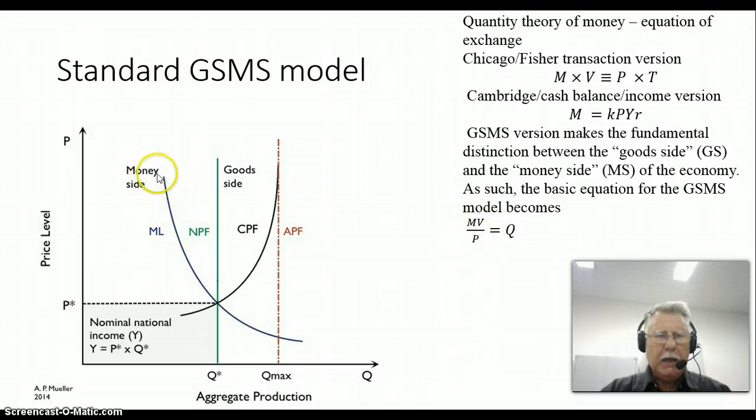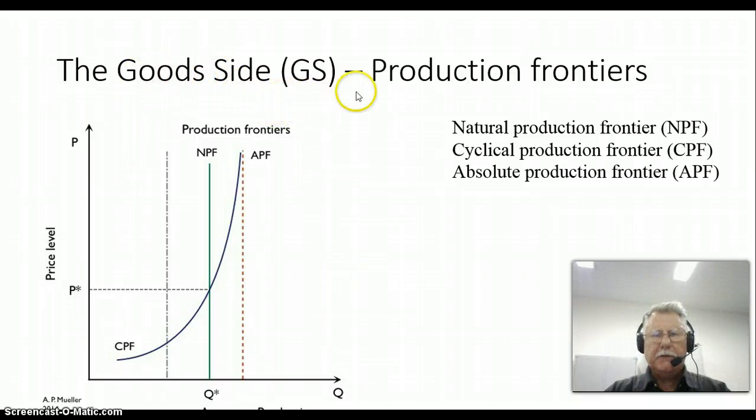It's this MV here. In addition to that, there is also on this graph the nominal national income. So we have here the price level, here the output, nominal GDP. We have here the pure good side in the form of the natural, normal, regular output and the maximum output. And here the money side in terms of the macroeconomic liquidity, the monetary stock multiplied by the velocity of its circulation. And in between, as a connecting piece, we have the cyclical production frontier. Here are the elements of the good side: natural production frontier, cyclical, and absolute.